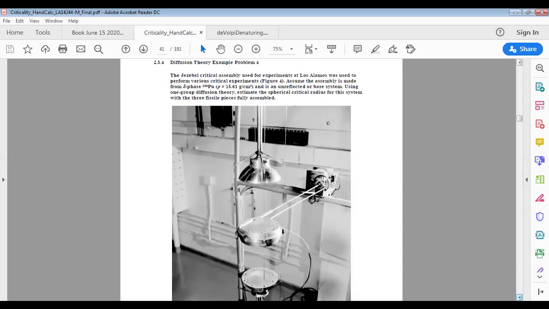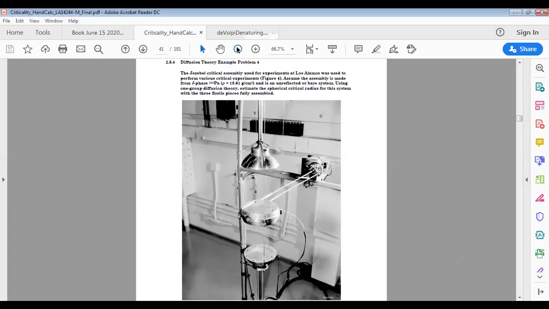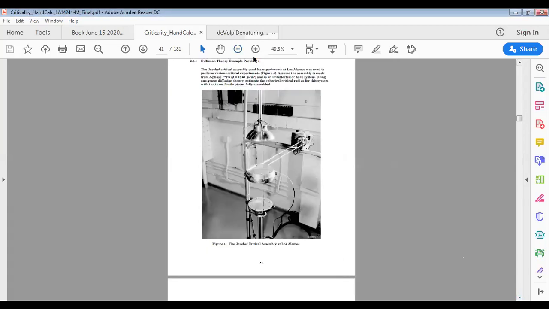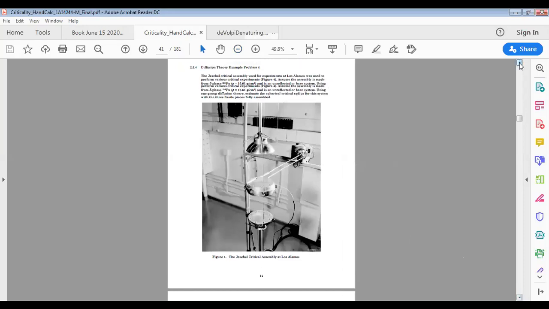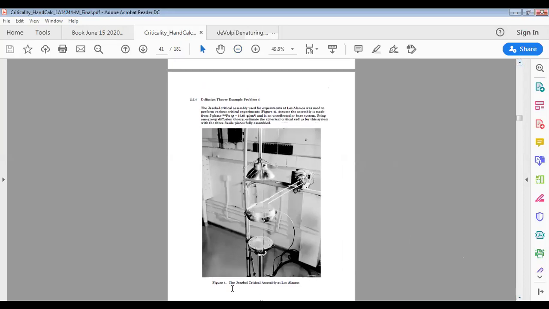Now let me bring you to problem 4. Now in the early days of nuclear engineering, let me try to make this a little bit smaller so you get a better view. Okay, now look at this picture carefully. This is the Jezebel critical assembly at Los Alamos. Now there was Godiva, Jezebel, and Topsy. So if you see, these are parts of a sphere. This is the lower, that's the upper, and that's the middle section.